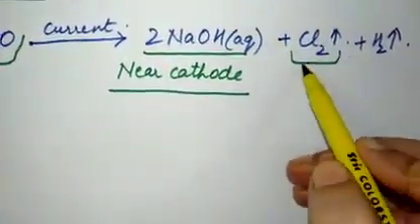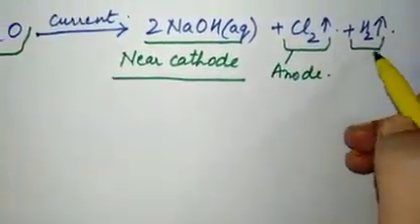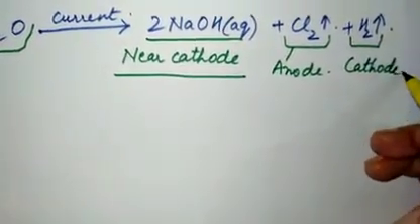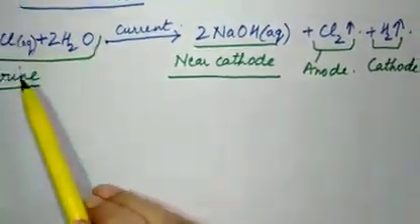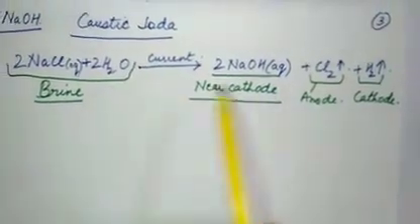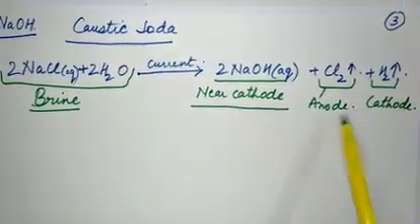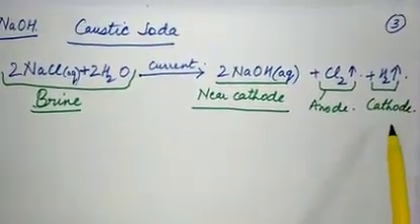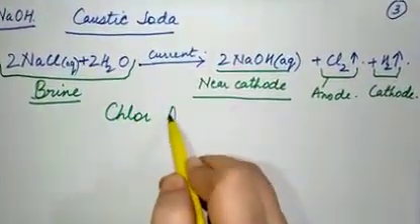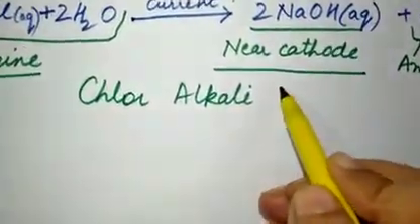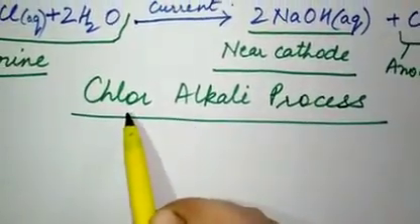Chlorine gas is evolved at anode. It is formed at anode, and hydrogen gas is evolved at cathode. Okay, now so when the electric current is passed through this aqueous solution of sodium chloride or brine, then sodium hydroxide is formed near the cathode, and chlorine gas is evolved at anode, and hydrogen at cathode. Okay, and this complete process is known as chlor-alkali process. This is very important. The name reactions are very important. This is chlor-alkali process.